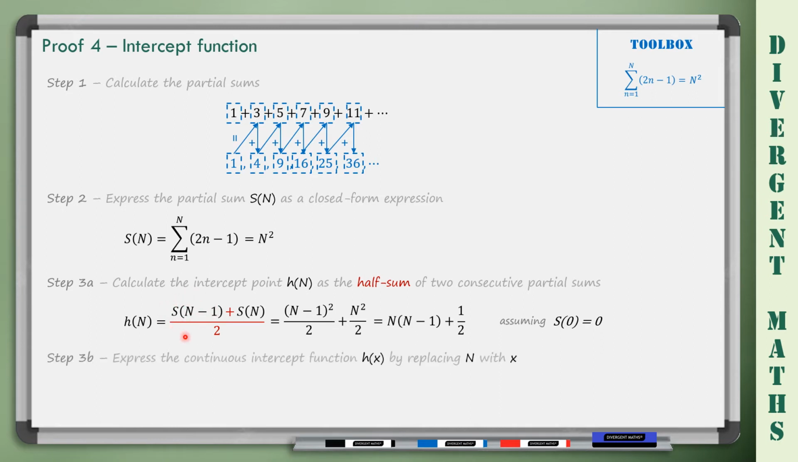S0 is here. So step 3, we express the continuous intercept function h of x simply by replacing the discrete variable uppercase N that we use for the sequence of partial sums with the continuous variable x. So again, h of N equals N times (N minus 1) plus 1/2. We just plug in the value of x: h of x is equal to x times (x minus 1) plus 1/2. We ran out of space on the board, so let's scroll up the other board.